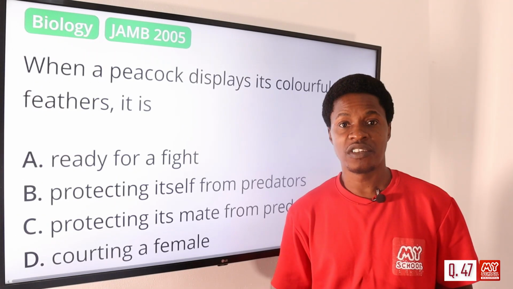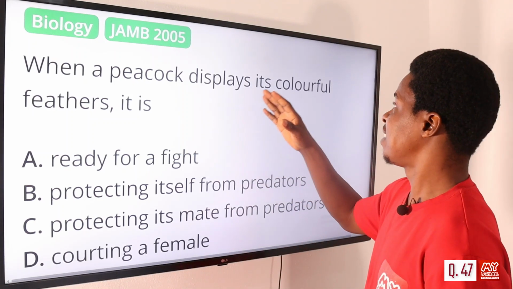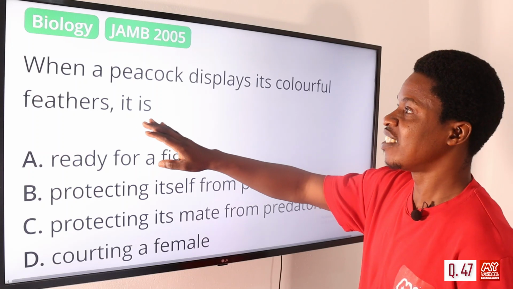Now let's move on to question number 47. When a peacock displays its colorful feathers, it is what?